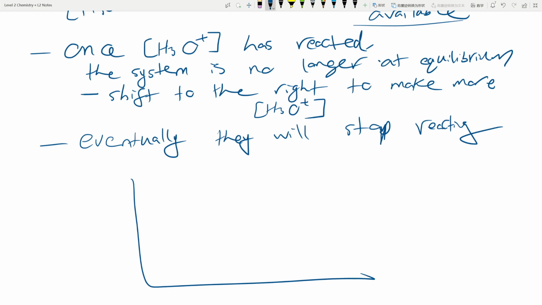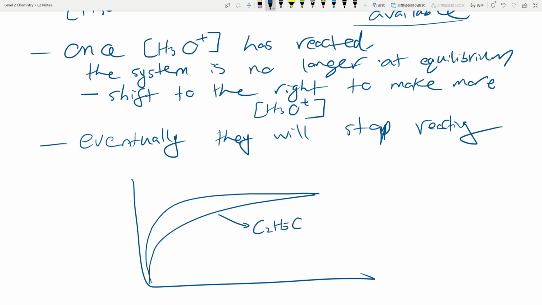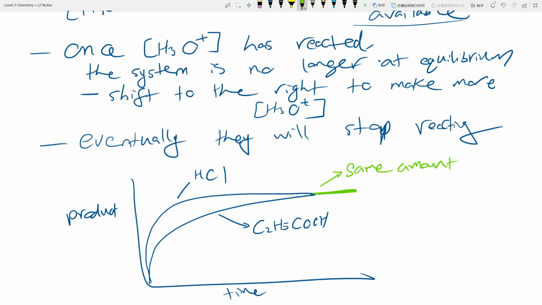So this is what I will draw in terms of the graph. Let's say the one on the bottom is the C2H5COOH, and the one on the top is going to be HCl. This is the amount of products produced, and this is the time taken for that to happen. But I want you to realize they'll both become flat at around the same amount of products produced. They'll stop at the same point because they produced the same amount of products.